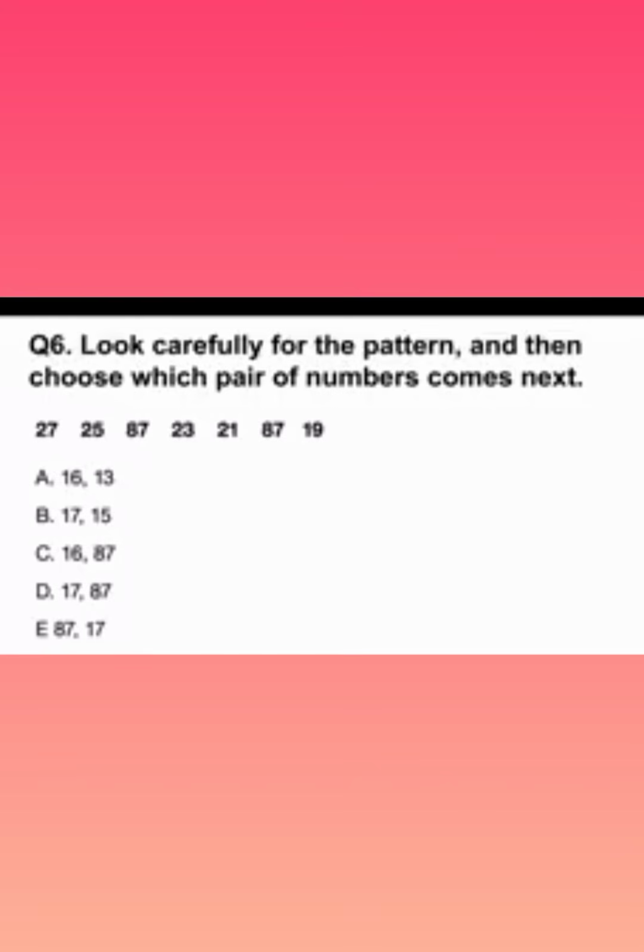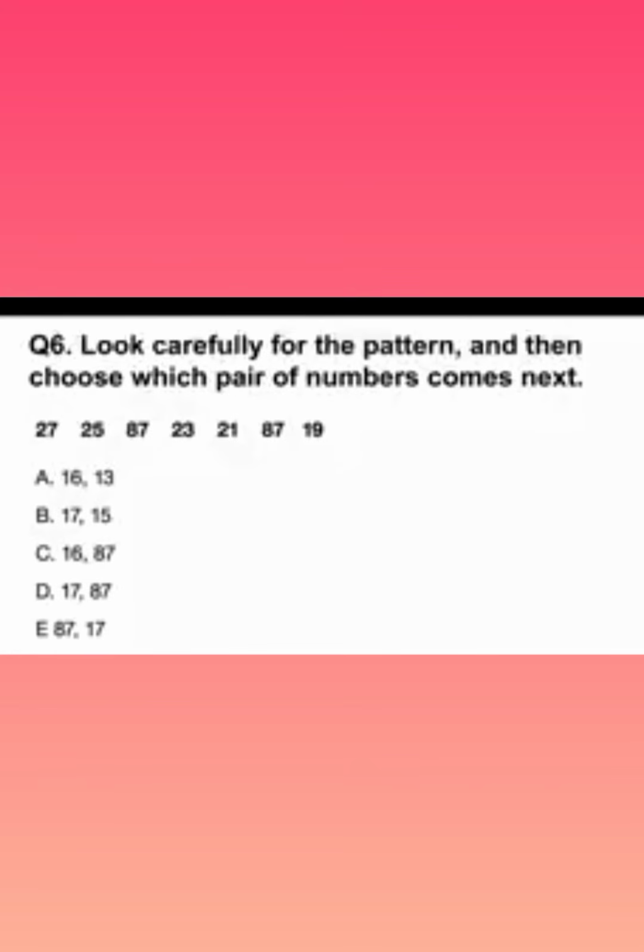Let's have a look at question 6. Now this kind of question is where you have to look at a sequence of numbers and see what comes next. So look carefully for the pattern and then choose which pair of numbers comes next. Now the way to answer these is to look for the sequence, whether there's addition, subtraction, multiplication or division.